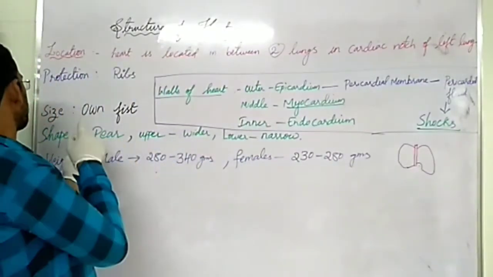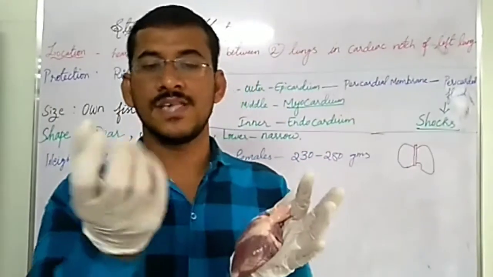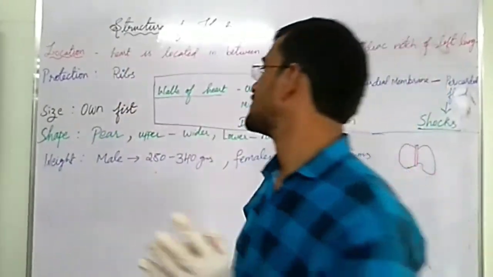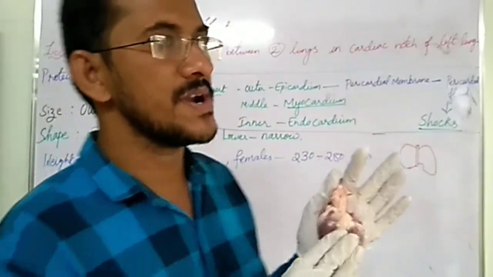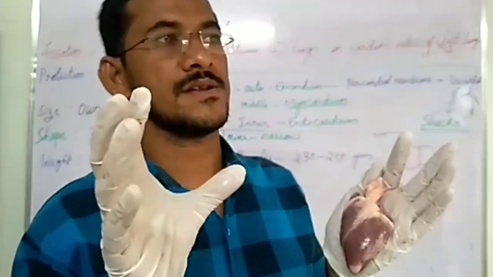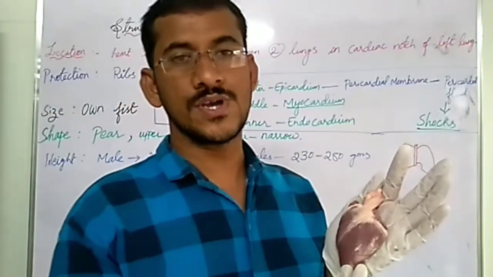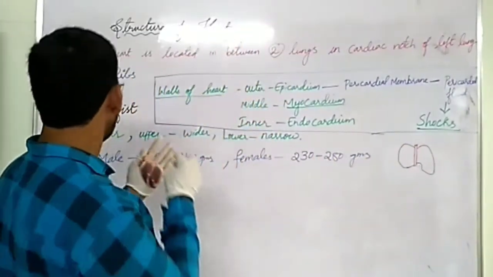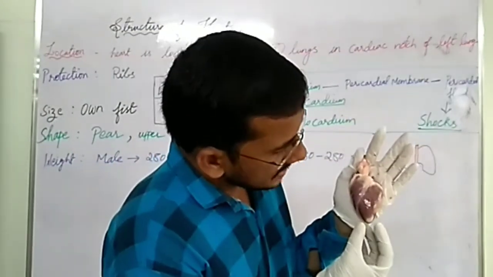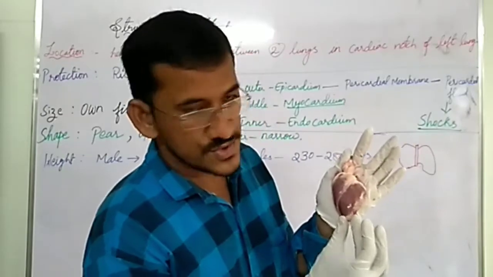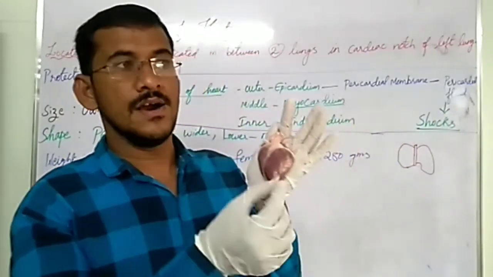And next, the size, what about the size? The size is our own fist. Then see the shape of the heart. This is pear shape. You might have seen the pear fruit. So this is the shape of a pear fruit, and this upper side is wider and the lower side is narrow. You can see here the upper side is wider and here it is very narrow.